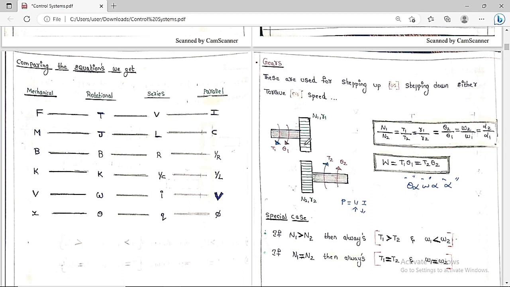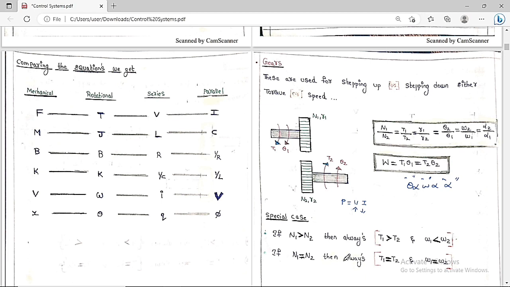This is something you always have to keep in mind. As the voltage increases, current will decrease, and only then is power constant. Here also it is the same: if torque is increasing, angular velocity will decrease. If torque is decreasing, angular velocity will increase, because the power is always constant. So if T1 is greater than T2, then omega 1 is always less than omega 2.